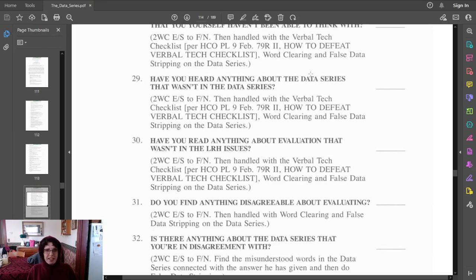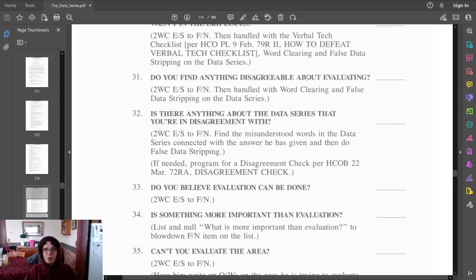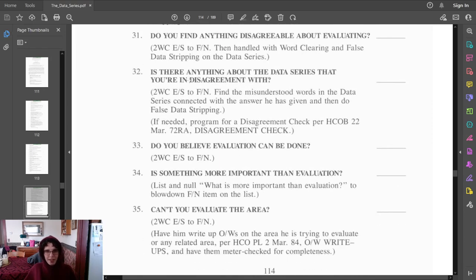Have you heard anything about the data series that wasn't in the data series? Two-way comm, then handled again with the same thing. Have you read anything about evaluation that wasn't in the LRH issues? Same exact thing. Do you find anything disagreeable about evaluating? Two-way comm, then handled with word clearing and false data stripping. So if you disagree, then you have a word clearing issue. Then you have misunderstoods, or you have false data that you need to be corrected on. Is there anything about the data series that you're in disagreement with?